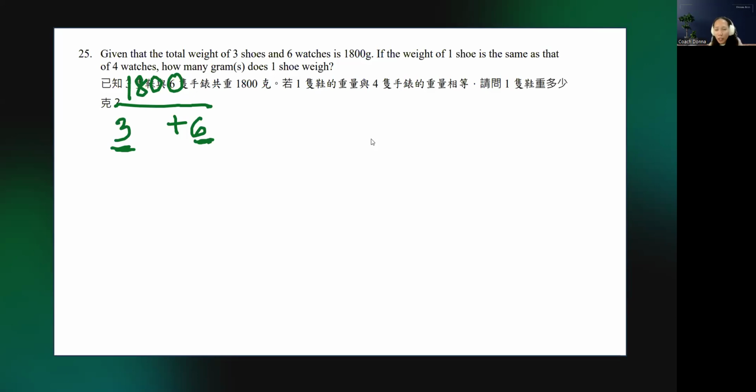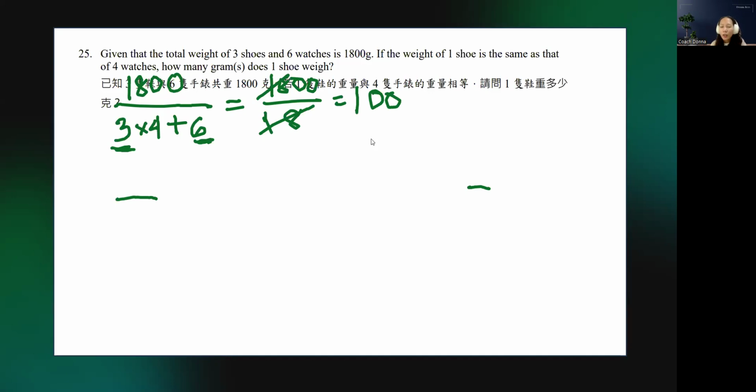So we know that in one shoe, there are 4 watches. So you have 3 times 4 right here. Okay? So 3 times, because for every one shoe, there are 4 watches. Plus the 6 watches. So we know that the result here in the 1,800 would be the watches. All right? So 1,800, 3 times 4 is 12, plus 6, that's 18. Now 18 will cancel out, you'd be left with 100.